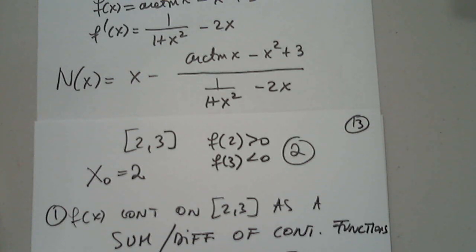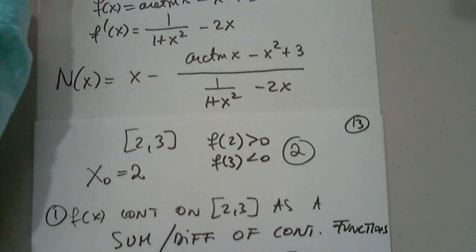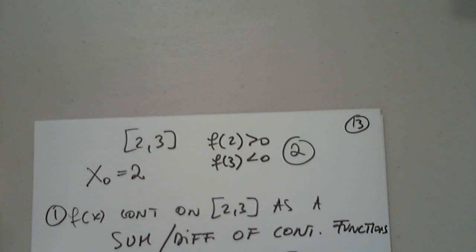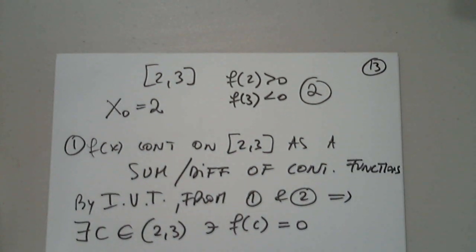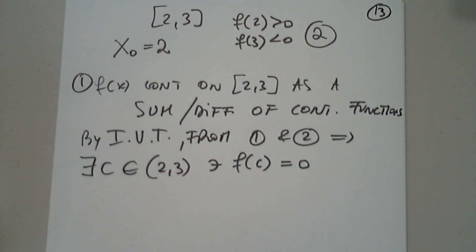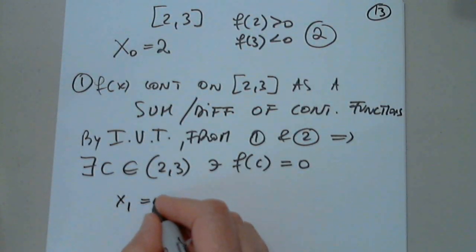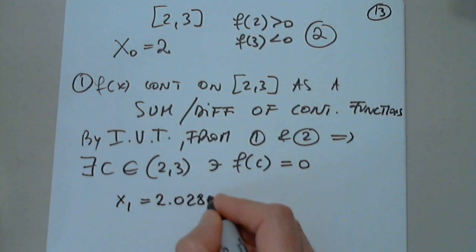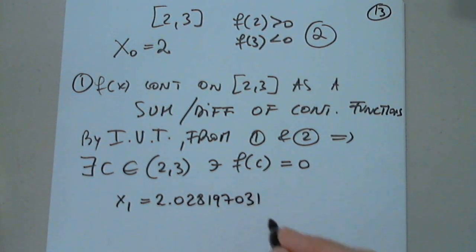And then minus 2x. And then close parentheses. And now get out of there, go to variables, call variable y1, put inside 2, and this is our first iteration. Yes, as you see, it jumps out of that interval, but that's okay, as long as it eventually will stabilize. So our x1 is 2.028197031.